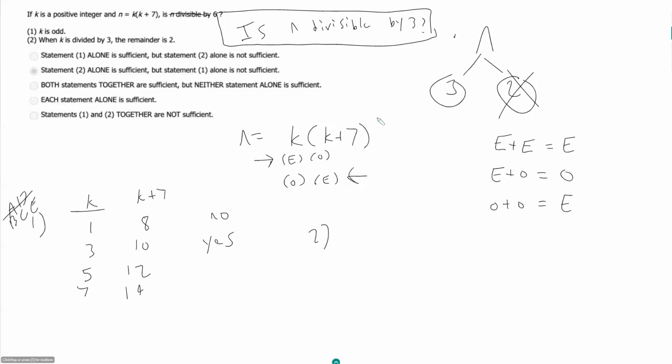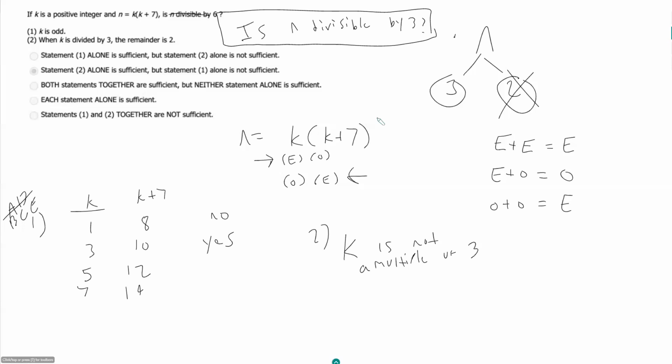Statement 2 says, when k is divided by 3, the remainder is 2. If you have a remainder when dividing by 3, that is telling us k is not a multiple of 3. So we then have to ask ourselves, is it possible to get our 3 from the k plus 7?